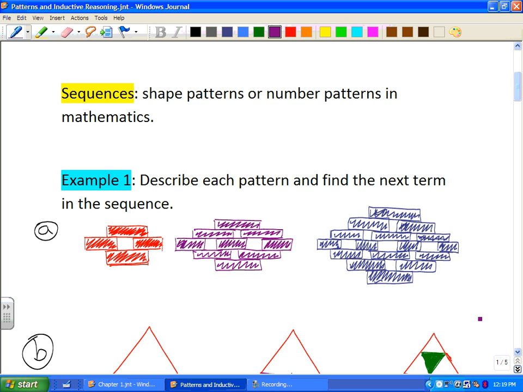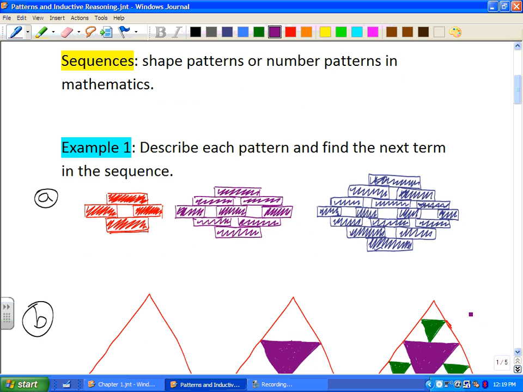All right, example 1. What you have is a set of rectangles or bricks, whatever you want to call them. We must first describe the pattern and find the next term in the sequence. All right, when describing something, describing a pattern, describing a picture, you're going to use words. You're basically just going to say what you see, and that's what this is. You're going to write what you see when describing the difference between each pattern.